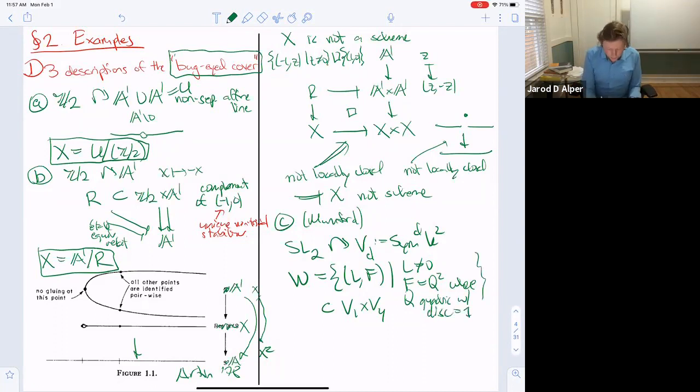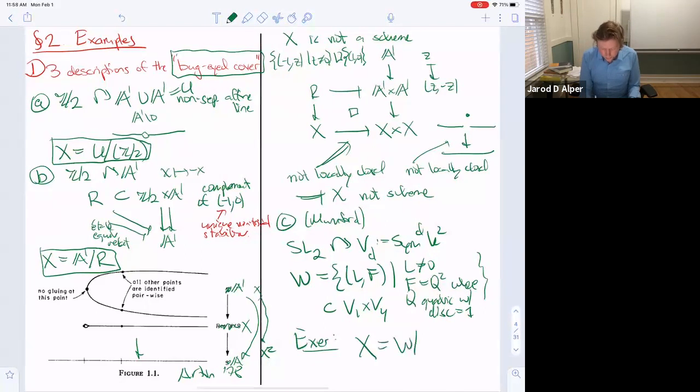And then I'll just list it as an exercise. This shouldn't be obvious at all, that if you take the quotient of this free action by SL2, you get the same algebraic space. And again, the point of writing it this way is that this is a natural thing. This is quasi-affine, and SL2 is a nice reductive group.